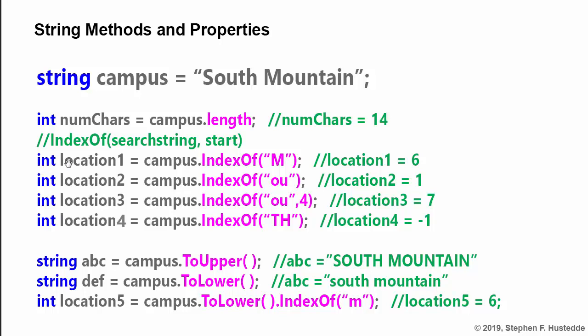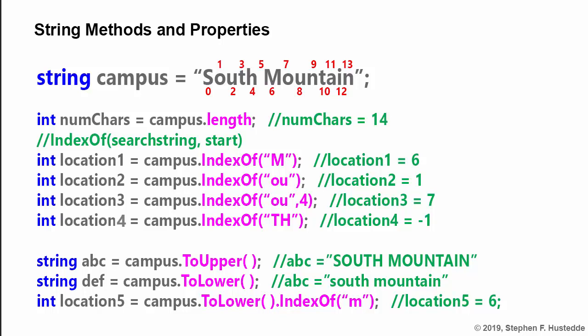For the first one, I have location 1 as an integer, so IndexOf returns an integer, equals campus.IndexOf, and then uppercase M. The value of location 1 is 6. The reason for that is with indexes, we start counting with 0. So the S of South Mountain is index 0, O is 1, U is 2, and so forth. The uppercase M is at index 6, even though it's the 7th character.